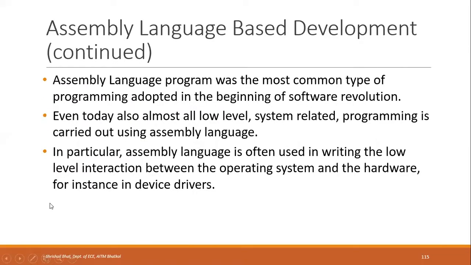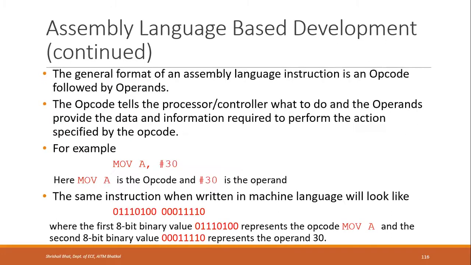Assembly language programming was the most common type of programming adopted in the beginning of the software revolution. Before high level languages were formed, all the programming was done in assembly language itself. Even today, almost all low level system related programming is still carried out using assembly language. Normally for low level interaction between the operating system and hardware, like while writing device drivers, we use assembly language.